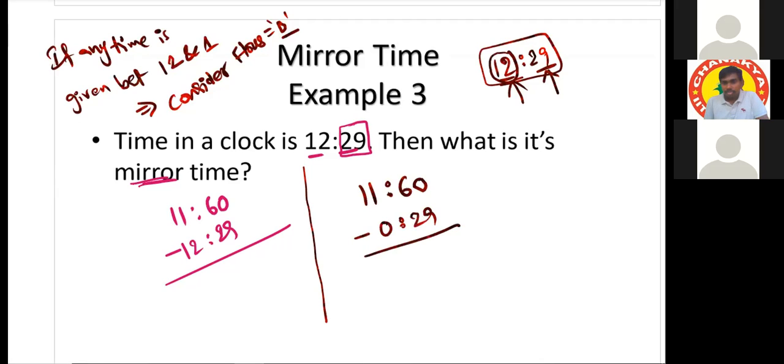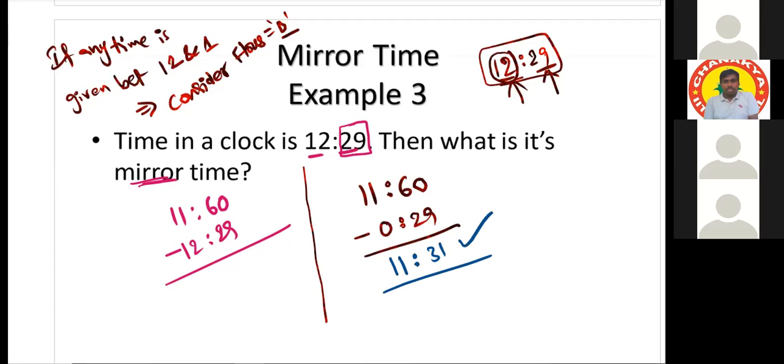Subtract. Tell me, 11 minus 0 is 11, so 11 only. 60 minus 29 is 31. So answer is 11:31. Okay. So for shortcut, this is an exemption, we can say. Subtract given time from 11 hours and 60 minutes. If the time is given between 12 and 1, simply consider hours as 0. So 11:31 is the correct answer. Right.